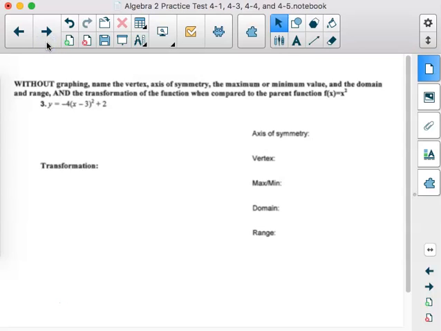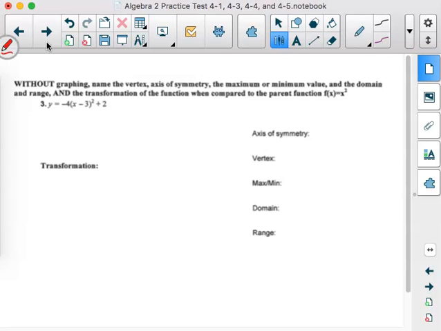Now, the third one here is talking about without graphing. Now, that doesn't mean you can't make a sketch. It just means don't go through and use one of the negative 10 to 10 drawings that we had on 1 and 2 and find this. Without graphing, name the vertex, axis of symmetry, the maximum or minimum value in the domain and range, and describe the transformations of the function when compared to the parent function, f of x equals x squared.